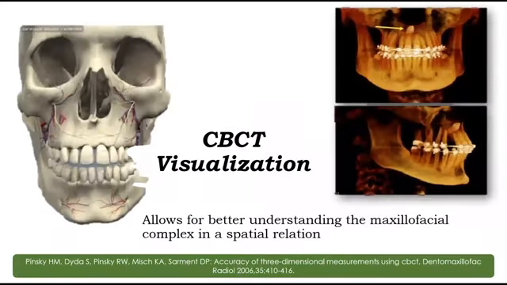The principles of CBCT in comparison with the limitations of two-dimensional imaging. CBCT is a scanning technology that allows us to understand the maxillofacial complex and the spatial relationship of anatomic structures.